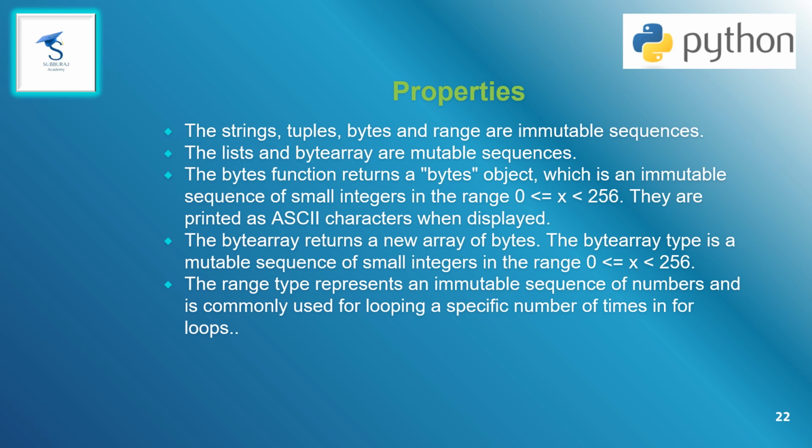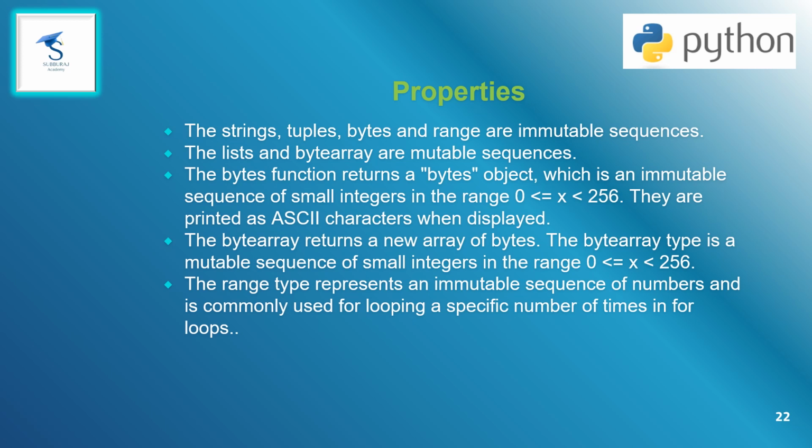The bytearray function returns a new array of bytes. Note that the bytes function returns a bytes object, whereas the bytearray, in contrast, returns a new array of bytes. The bytearray type is a mutable sequence. See, the bytes function is immutable, bytearray is mutable, meaning you can change it. It also produces the same sequence 0 to 256.